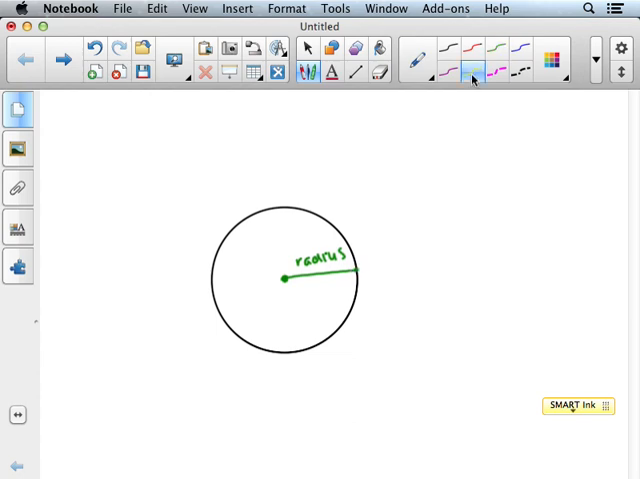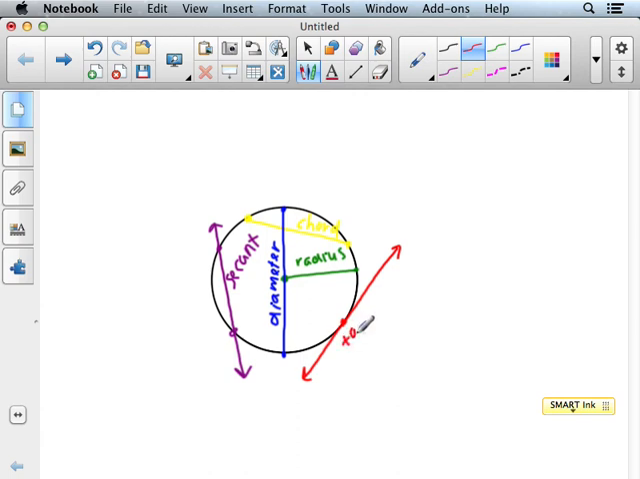We said a chord is a segment that has endpoints on the circle. And I said if the chord passes through the center, that makes it the longest chord, and it's called the diameter. And this is the diameter. We also said that if instead of a line segment, you have a line that passes through a circle and touches in two spots, what's that called? A secant. And if you have a line that just touches in one point, that was called a tangent. And this point here is called the point of tangency.